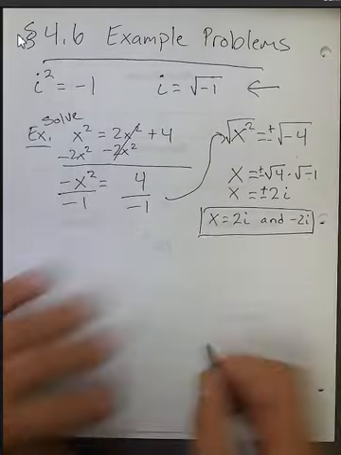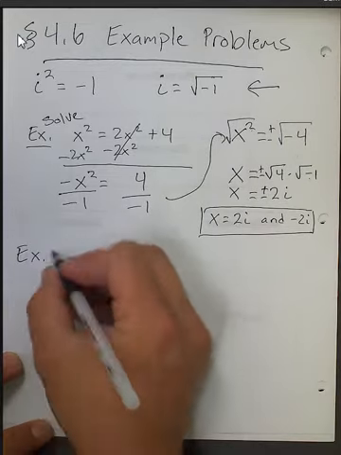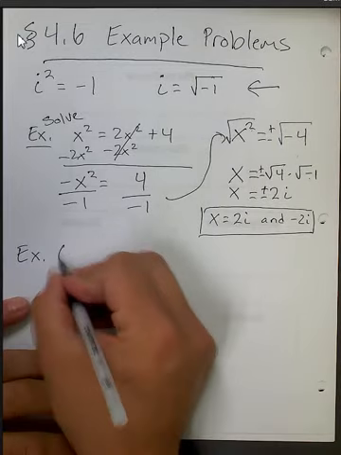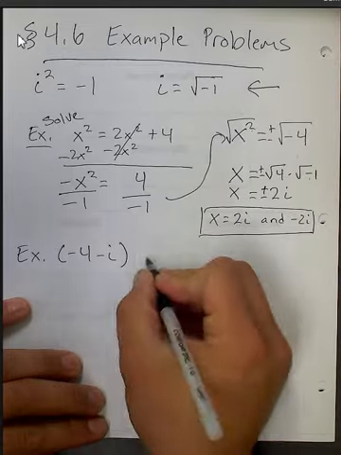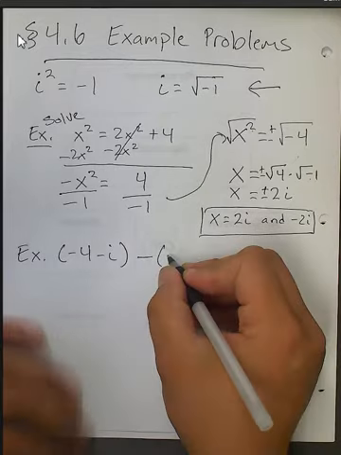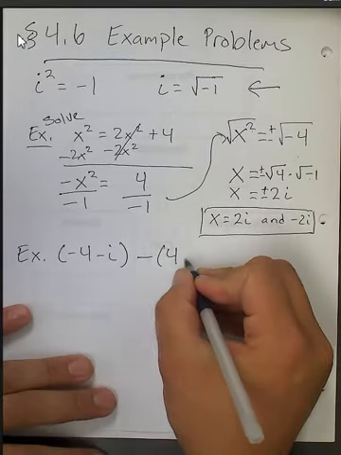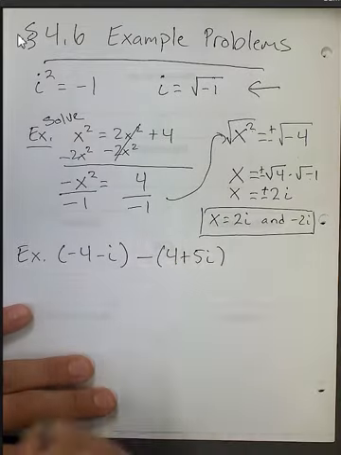Next example problem. Let's say we wanted to add two complex numbers. -4 minus i is one complex number, and let's actually make it a subtraction problem. Let's subtract a complex number from another complex number. Let's subtract 4 plus 5i. Okay, two complex numbers being subtracted.